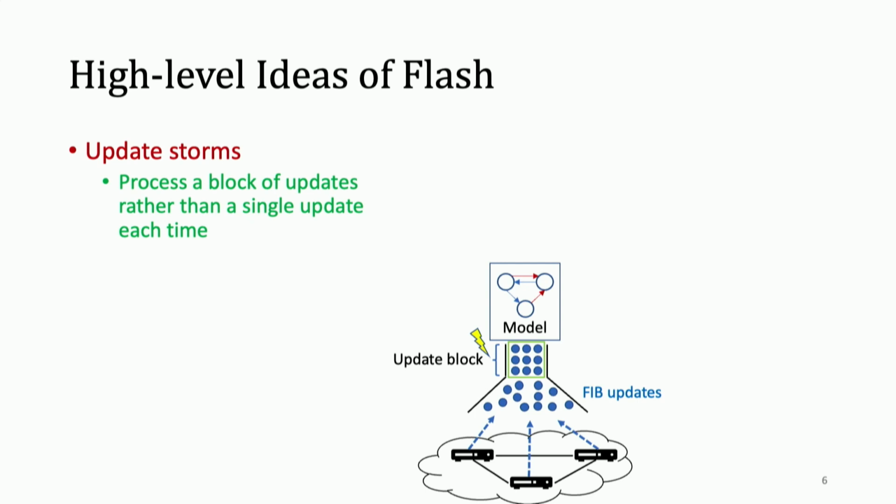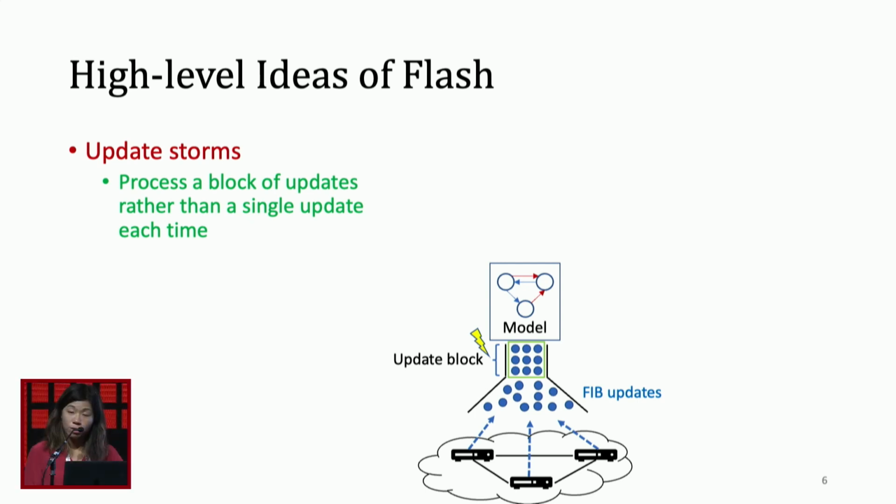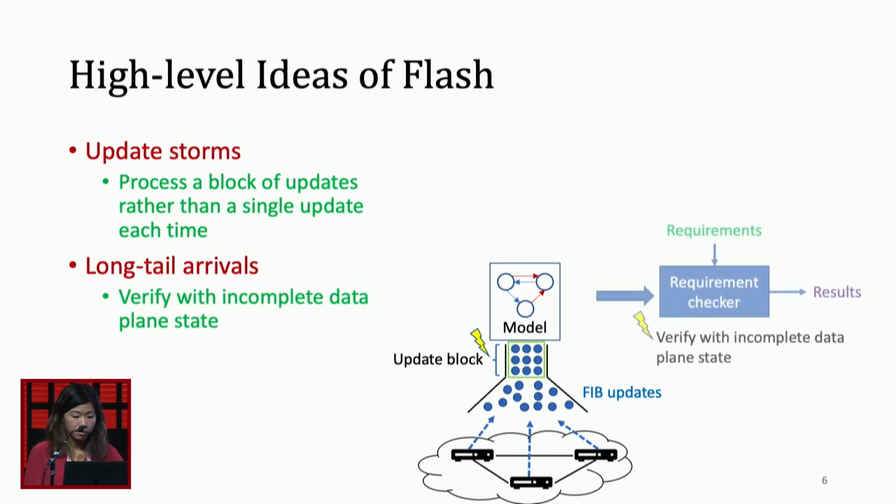So here comes the high-level idea of Flash to address these 2 problems. At a very high level, the idea is pretty straightforward. To handle update storms, we want to process a block of updates instead of a single update each time. And to handle long-tail arrivals, we want to be able to verify, even without the complete set of the data, with the incomplete data plane states.